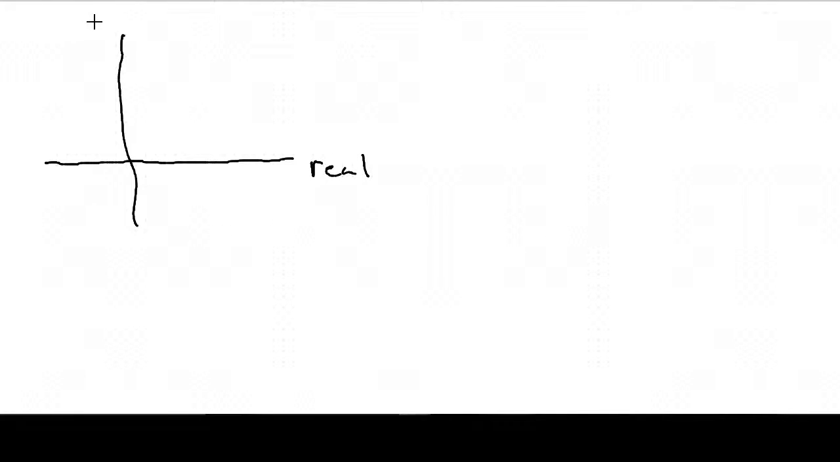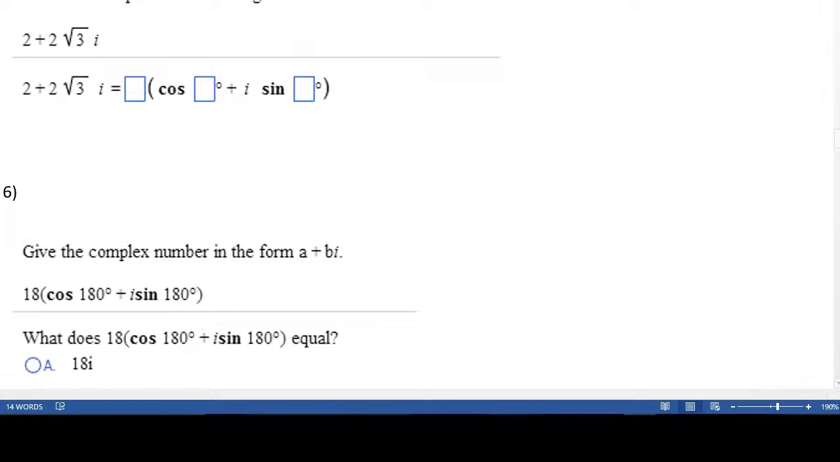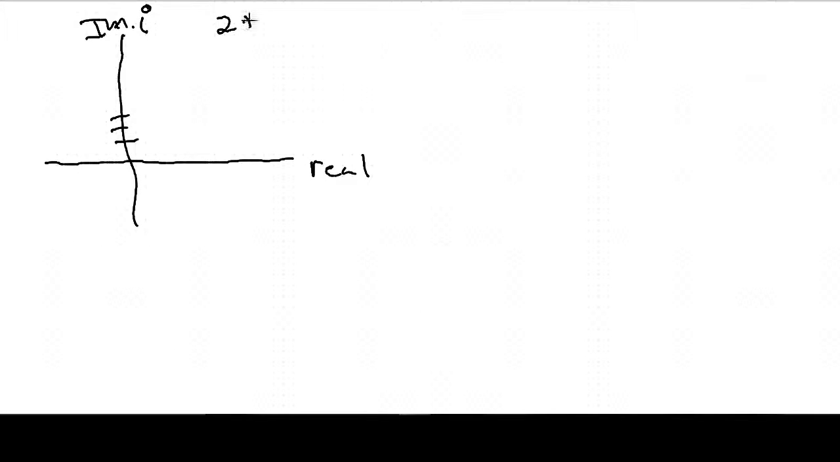I'm going to start this way. Let's say that I want to map an imaginary number. This is the real axis, and this is the imaginary axis. Anything with an i attached to it is going to go on this axis, and anything with just a regular number is going to go on this axis. So you can plot a point. I forgot the number now. So we have 2 plus 2 root 3i.